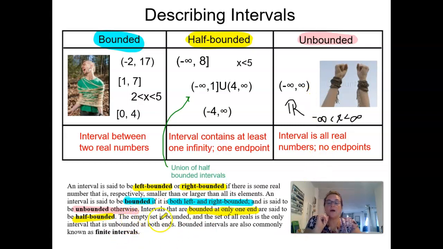Then as we continue on, the empty set is no numbers whatsoever. So no solution. When you're doing an equation, you get an answer that is no solution. That's an empty set. That's a bounded interval. And then the set of all real numbers is the only interval that is unbounded at both ends. And that was what we had just said a moment ago, right? Set of all reals is the only interval that is unbounded at both ends. And that's what this is referring to, right? When we say it's fully unbounded, that's our set of all real numbers.